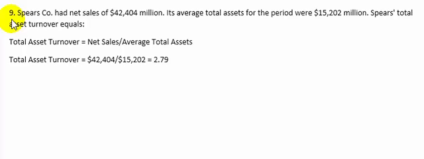Question number 9. Spears Company had net sales of $42,404,000. Its average total assets for the period were $15,202,000. Spears' total asset turnover equals net sales of $42,404 divided by average total assets of $15,202, and so its asset turnover is 2.79. Remember, higher is better, and you want to compare this to what you've done in the past and also to other companies in the same industry.